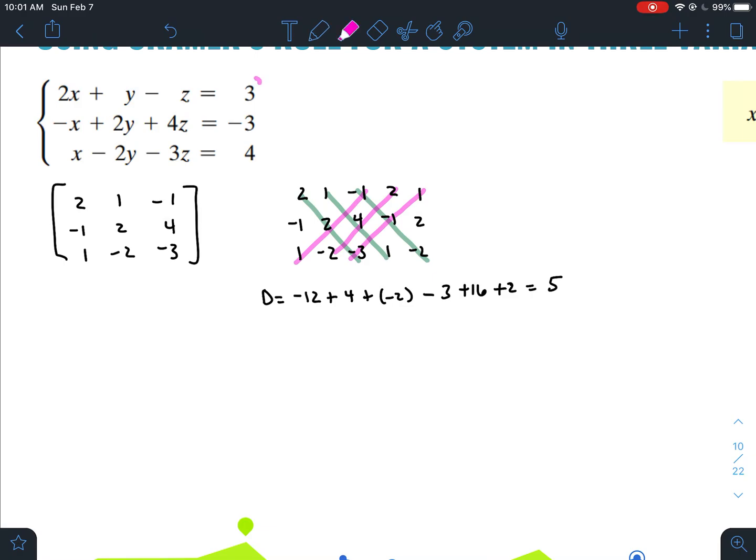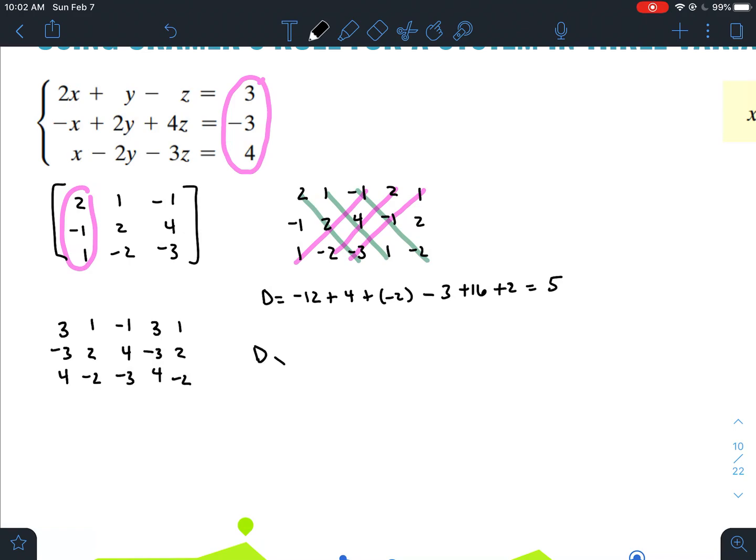And now we're going to take the answer column, 3, negative 3, 4, and replace it. We'll start with the x column. So my new matrix would be 3, negative 3, 4, 1, 2, negative 2, negative 1, 4, negative 3, and then rewrite the first column, 3, negative 3, 4, and rewrite your second column, 1, 2, negative 2, and then we're going to find the determinant of that new matrix. So multiply across the diagonals. And so this would become negative 18 plus 16, and then plus negative 6, and then multiply across the diagonals going the other direction.